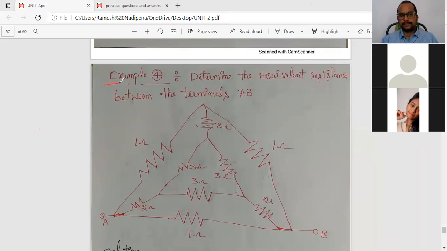Example number 4. This question was asked in 2019, 2020, and 2018 also. So all of you please write this down. This question is very, very important. Determine the equivalent resistance between the terminals AB.